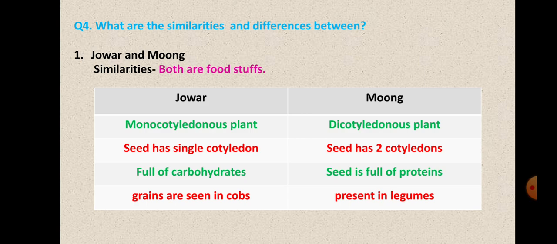Jowar is full of carbohydrates and moong is full of proteins. Jowar grains are seen in cobs whereas moong is present in legumes. Okay. Now you can just copy the important words: monocots. It is understood monocot means single cotyledon, so that you can write. Afterwards carbohydrates and cobs and legumes. Okay. Or afterwards you can pause and you can copy down. It's a very small answer.